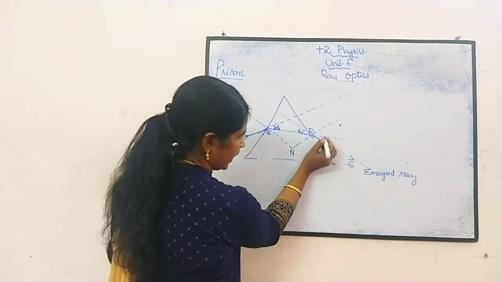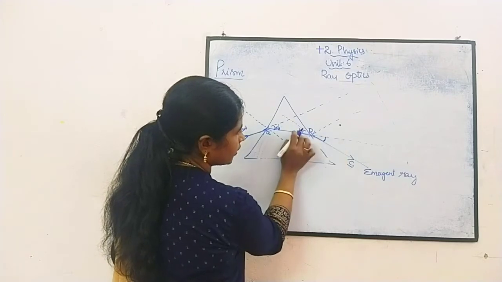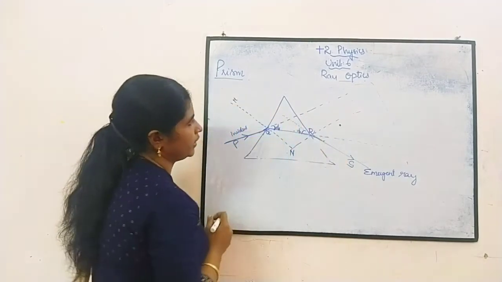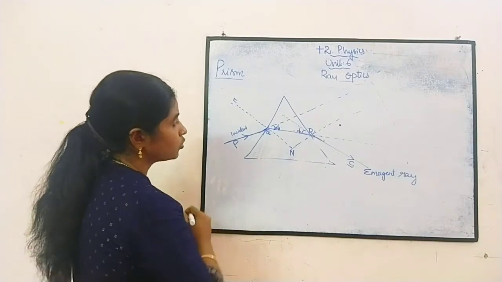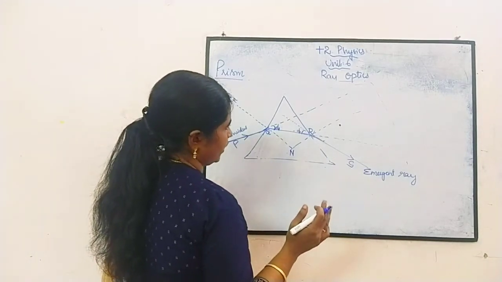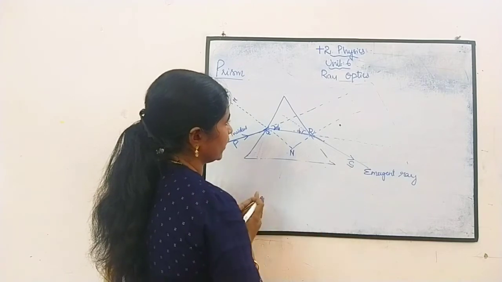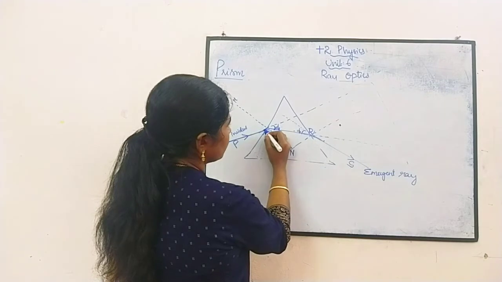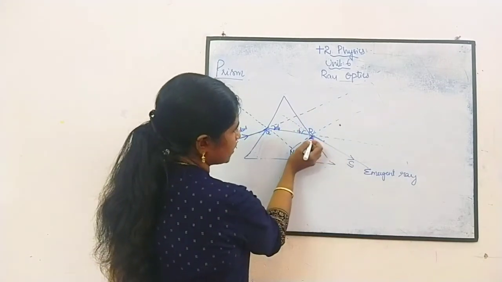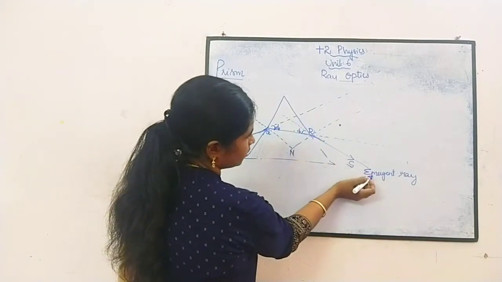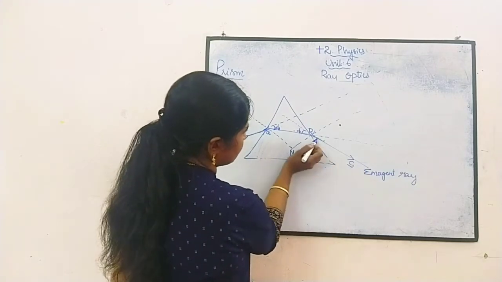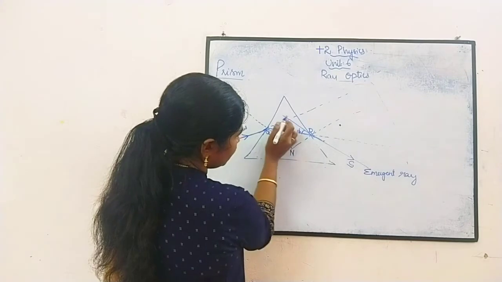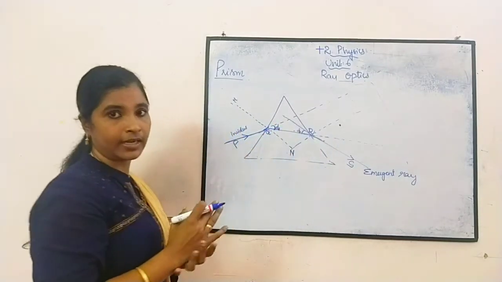Clear? This is the angle I am talking about. If this is d2, definitely this will also be d2, right? So this is equal to d2. So totally how much it has deviated, in total, it is d. Actually this should go by this path, but it went by this path. So the actual deviation is the angle between this ray and this.